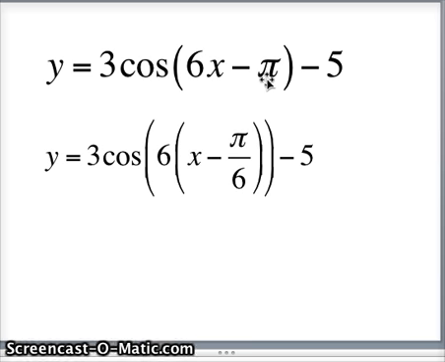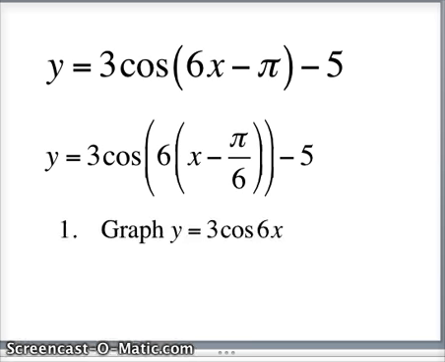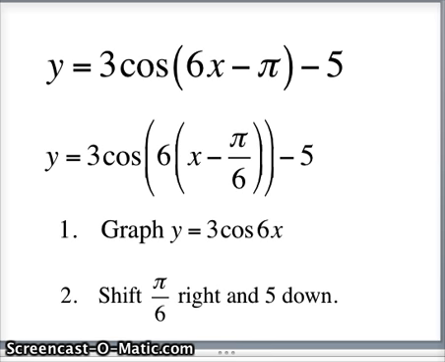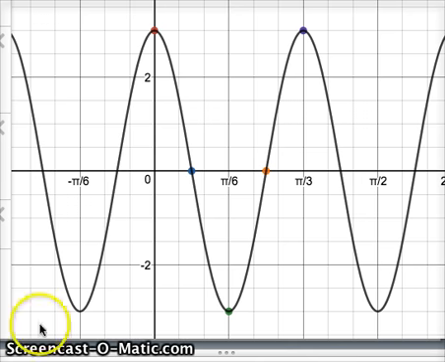So this is based off the same graph. This is based off of cos 6x. But I am shifting it to the right pi over 6, and I'm shifting it down 5. So we're going to graph y equals 3 cos 6x, which we've done, and then shift that thing pi over 6 to the right and 5 down. So I've got the thing I had before, same graph. We complete the cycle between 0 and pi over 3, but I'm just focusing on that primary period.